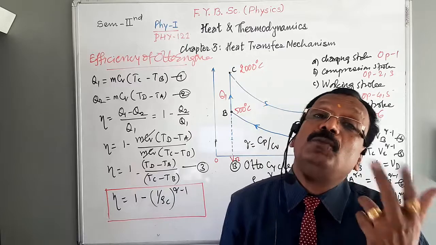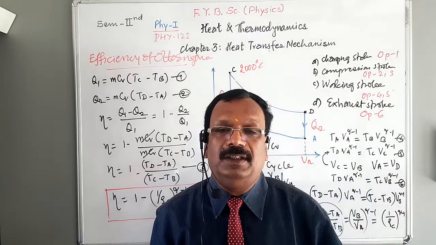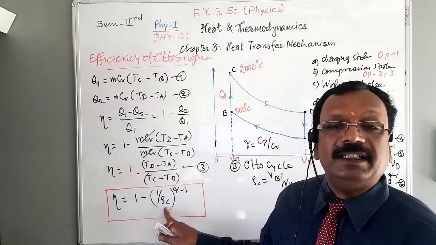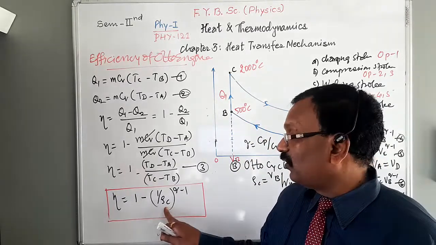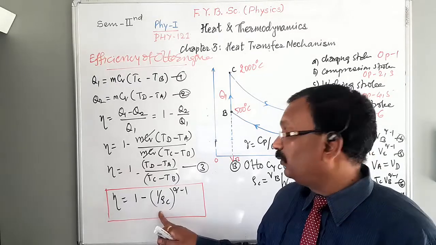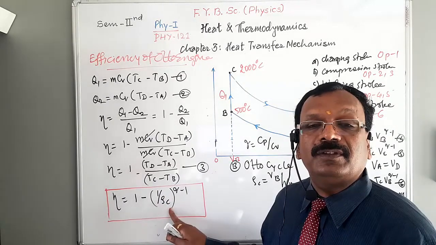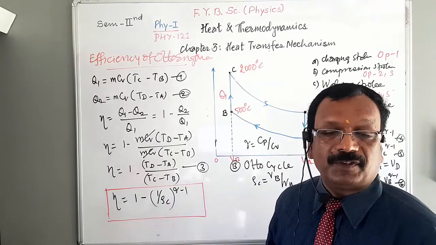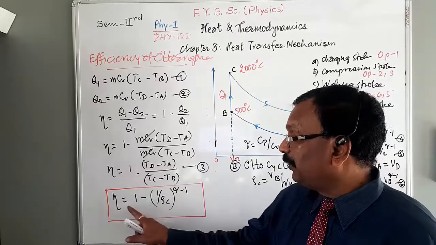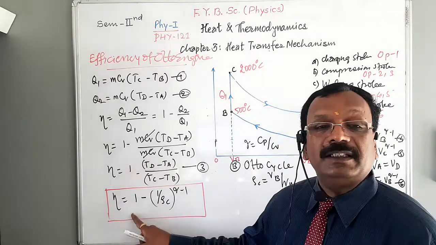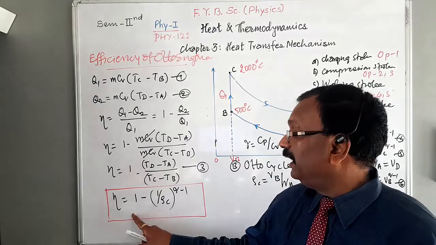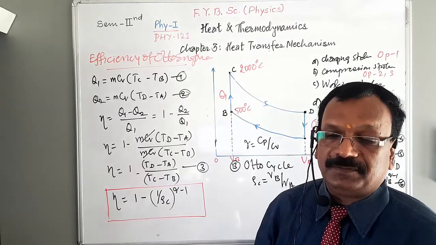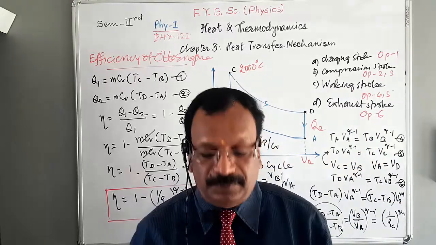Remember that one more objective question may be asked on this point: the efficiency of the Otto engine depends only on the compression ratio of the working substance and not on the temperature. This is very important. The efficiency of the Otto engine depends only upon the compression ratio of the working substance.